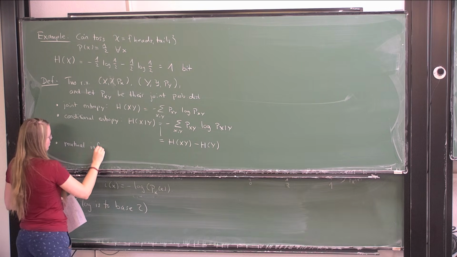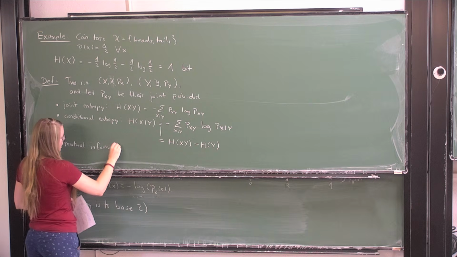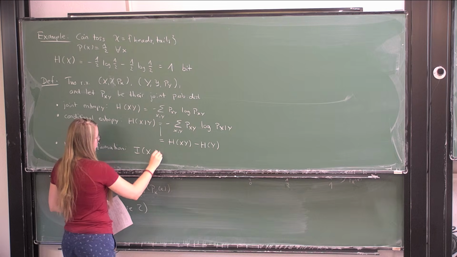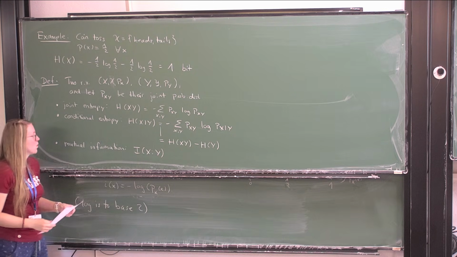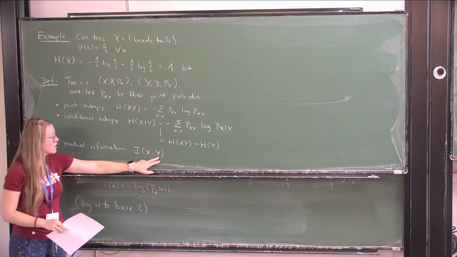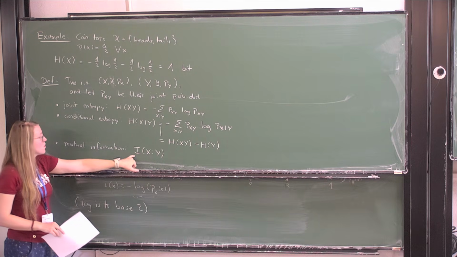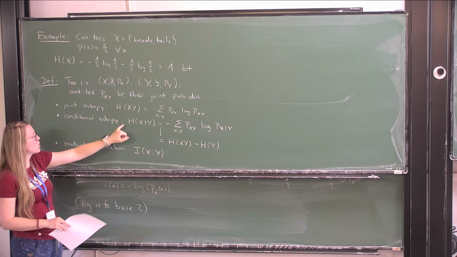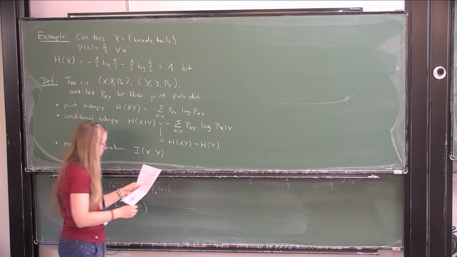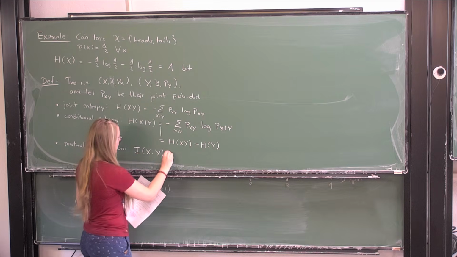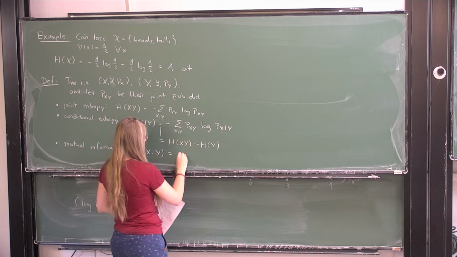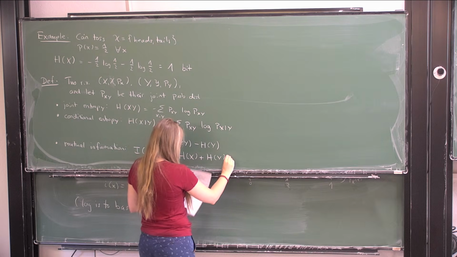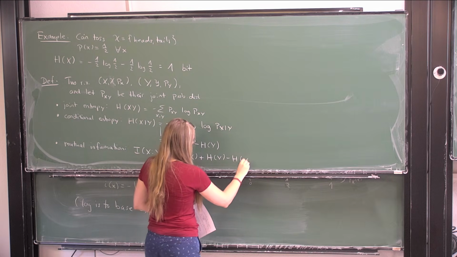And the last thing to define is the mutual information. This is denoted I(x,y). We use a different letter than H because it's not exactly an entropy like this one. This is the entropy of x plus the entropy of y minus the joint.